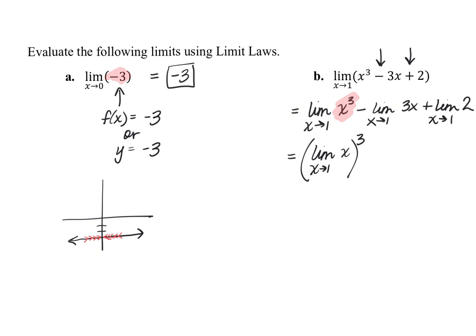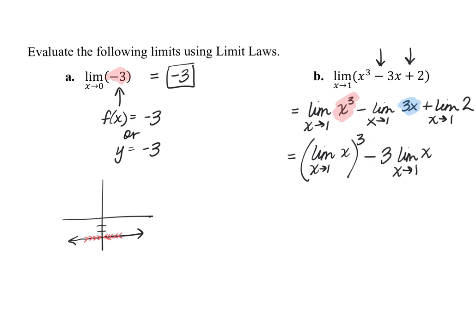Now look at the second limit. It's the limit as x approaches 1 of 3x. So that 3 is a constant multiple, therefore we can use our constant multiple law, which says that we can multiply the limit by the constant. So in other words, the 3 will come out in front and become a product, 3 multiplied by the limit as x approaches 1 of x.